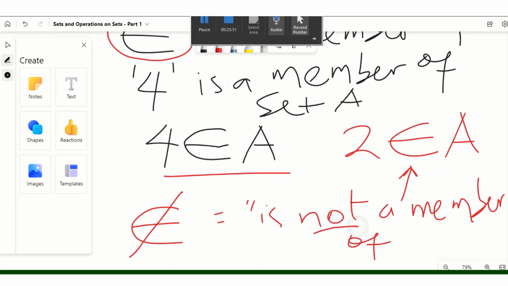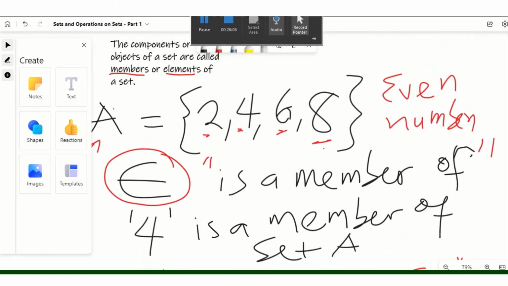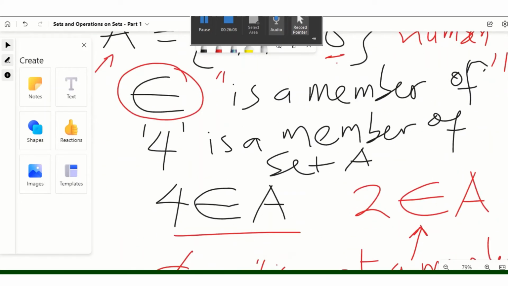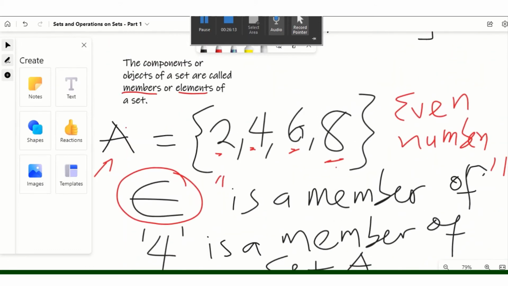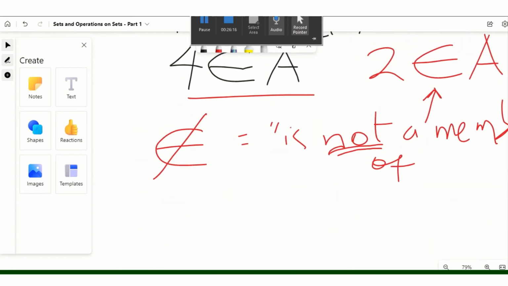Most of the time, when you see a sign that has been crossed, it's usually safe to conclude that it means not. It means the opposite of that sign when it is not crossed. So, it's not a member of. Let's look at this example. Our set is 2, 4, 6, 8. We can safely say 7, remember, we included 7 in here, which is an odd number. So we can say that 7 does not belong to the set A.